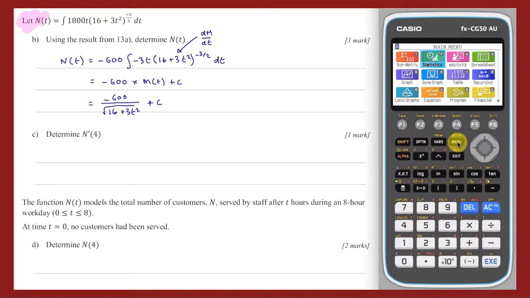Part C. Given the initial information about n of t, the derivative n dash is the expression being integrated, so the value of n dash of 4 can be found by substituting 4 into this expression. This can be evaluated using the Run Matrix app of our Casio CG50.